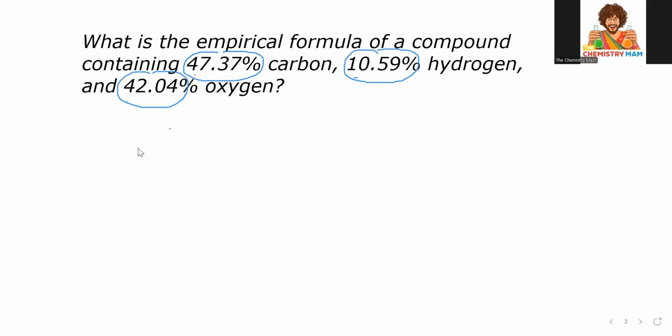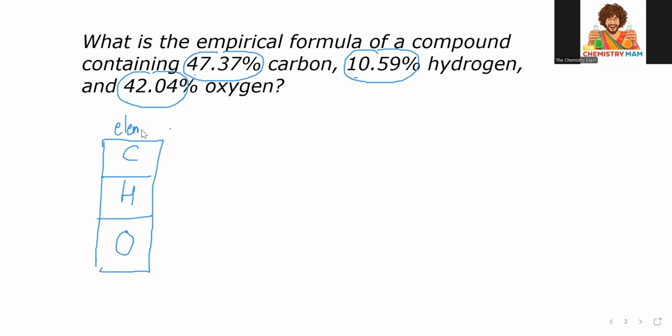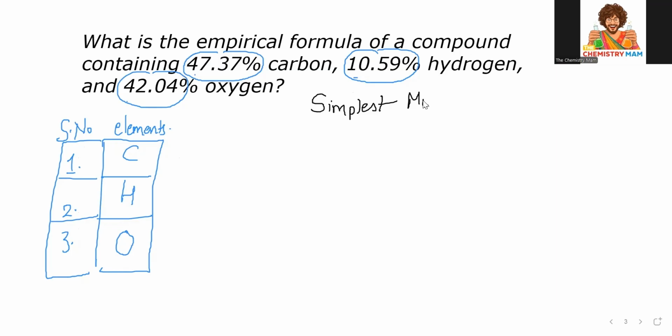What are these three elements? Carbon, hydrogen, and oxygen. So I'll make my column of elements: carbon, hydrogen, and oxygen. Working in tabular form will always help me solve the question in a better way. So now another column I'll make of serial number 1, 2, 3. Again, as discussed, empirical formula is nothing but the formula of the compound in terms of simplest mole ratio. So every time I lay emphasis on the definition of empirical formula: simplest mole ratio.